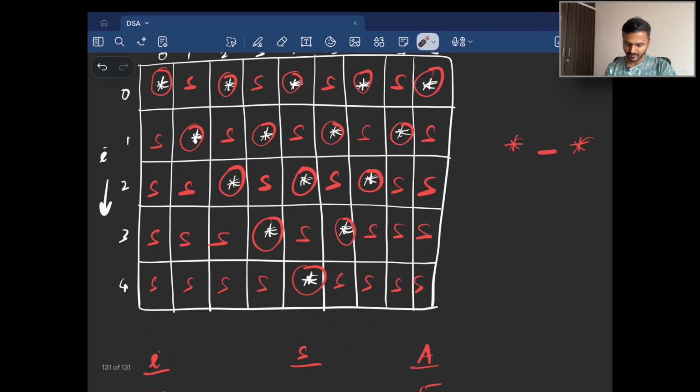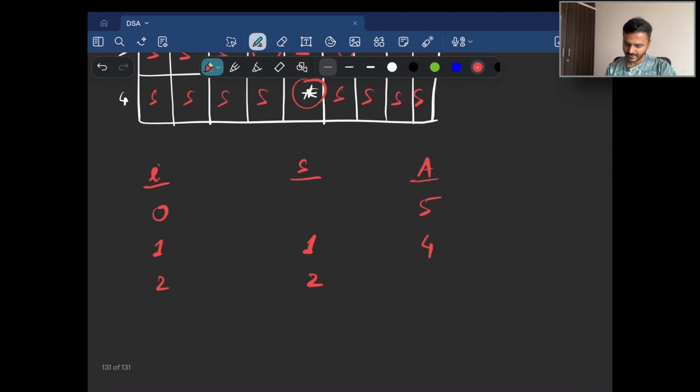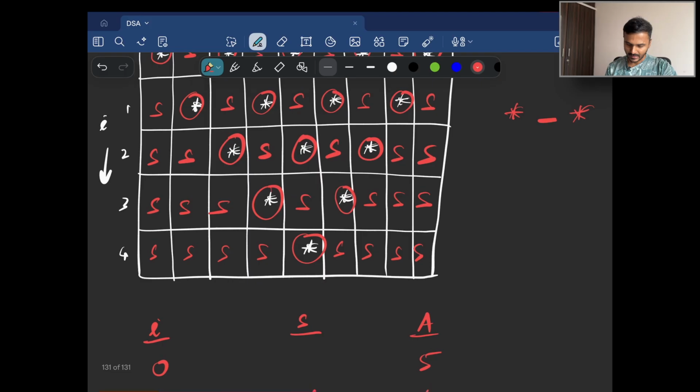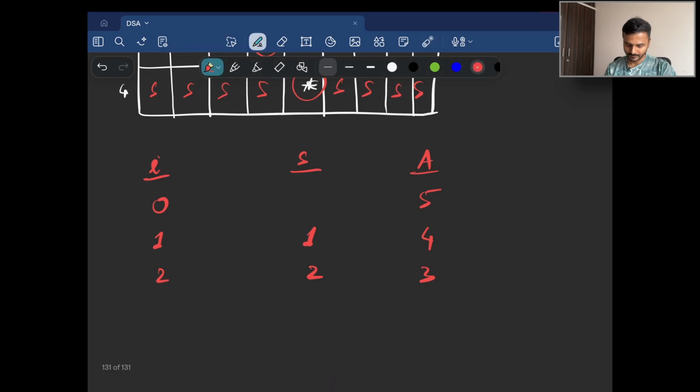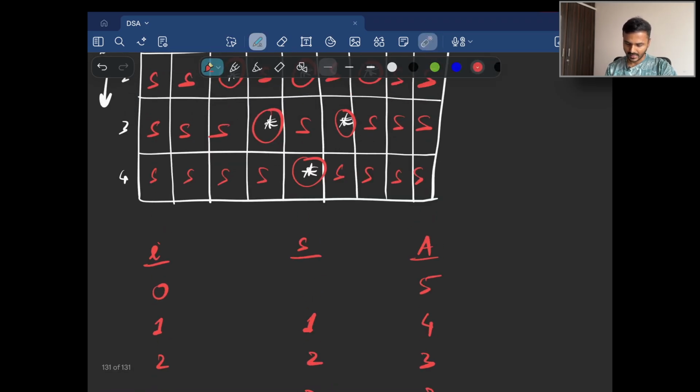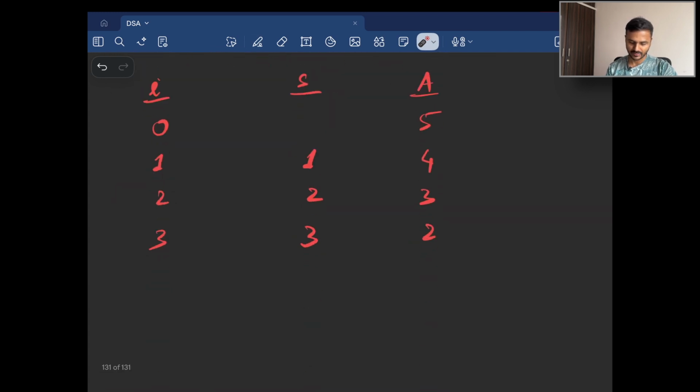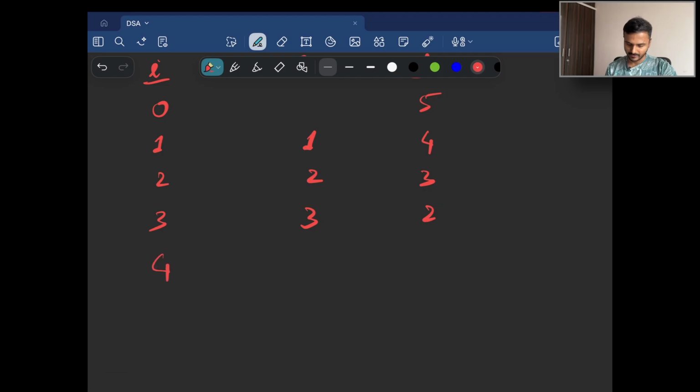Now, what about the number of asterisks? We're printing 1, 2, 3 asterisks. So when I is 2, we're printing 3 asterisks. Then when I is 3, we're printing three spaces first and then two asterisks. And lastly, when I is 4, we're printing four spaces and one asterisk.